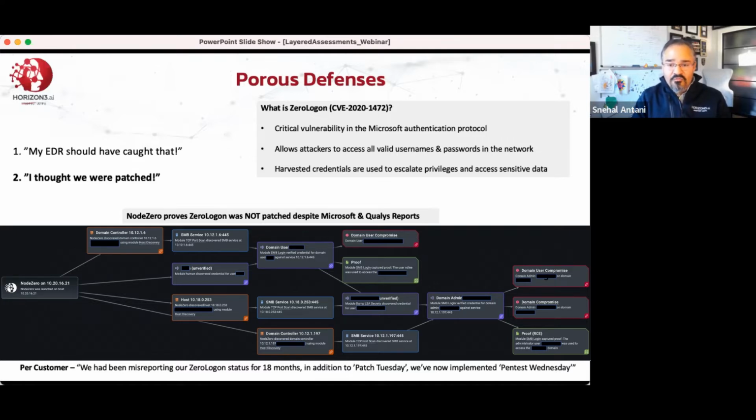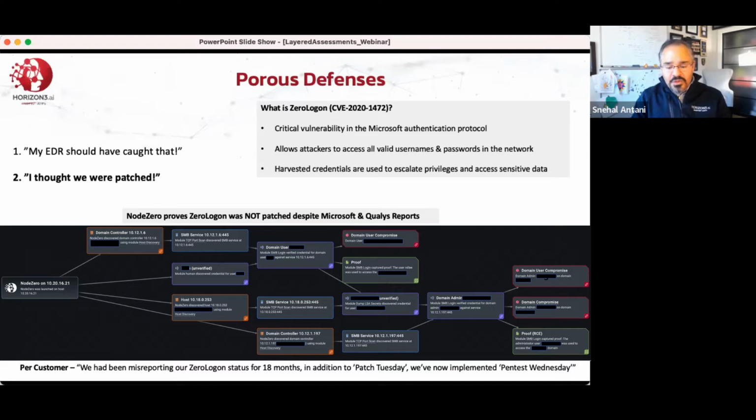And what that means is for 18 months, it was absolutely feasible for an attacker to gain access to that facility, gain access to all the valid usernames and passwords, steal data, ransomware the environment, and cause catastrophic effects. And so as a follow-on to their and everyone's typical practice of Patch Tuesday, where they're applying patches and upgrading all their equipment, they've now added a Pen Test Wednesday using Node Zero to verify, in fact, that they are no longer exploitable to things like Zerologon and other critical vulnerabilities.